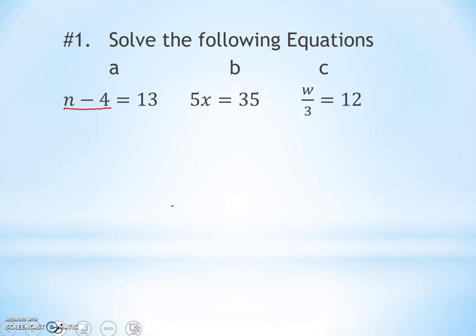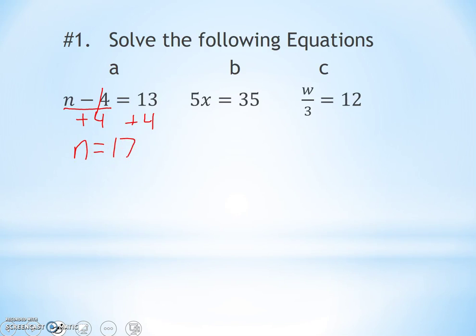So what we're going to do first here is add 4. And we're going to add 4 to both sides of the equation, because whatever I do here, I want to make sure I do here to make sure that the equation remains equal. So on the left-hand side, I have n minus 4 plus 4. But minus 4 plus 4 is 0. So it's n plus 0, which is just n. And when I add 4 to the other side, 13 plus 4, I get 17.